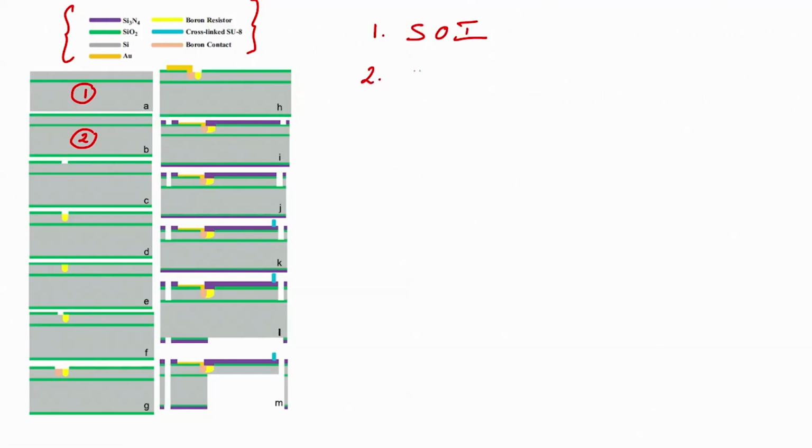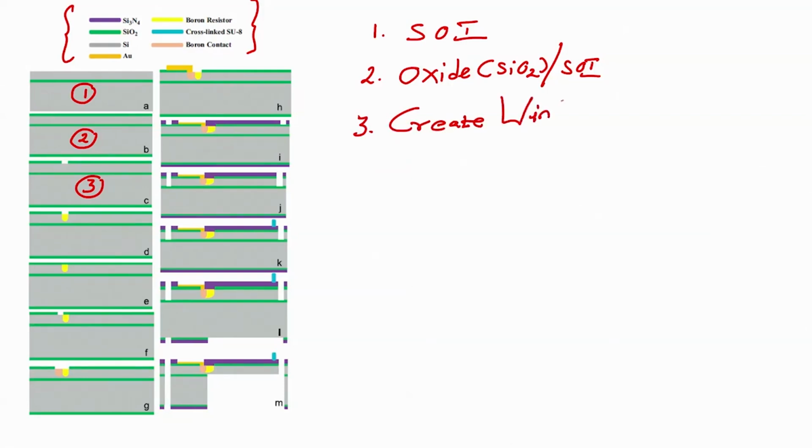Second step is oxide, that is our SiO2 on SOI, right. Third step is to create a window in oxide, right, top layer oxide. You can see here the window is created.